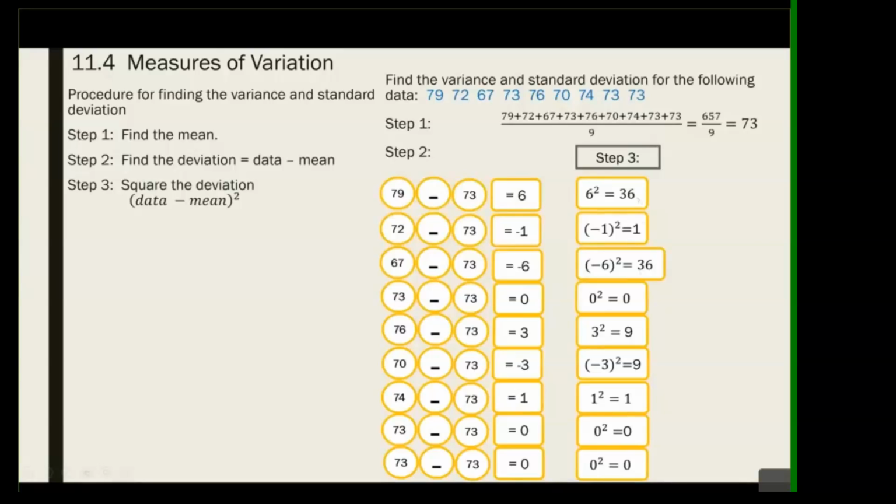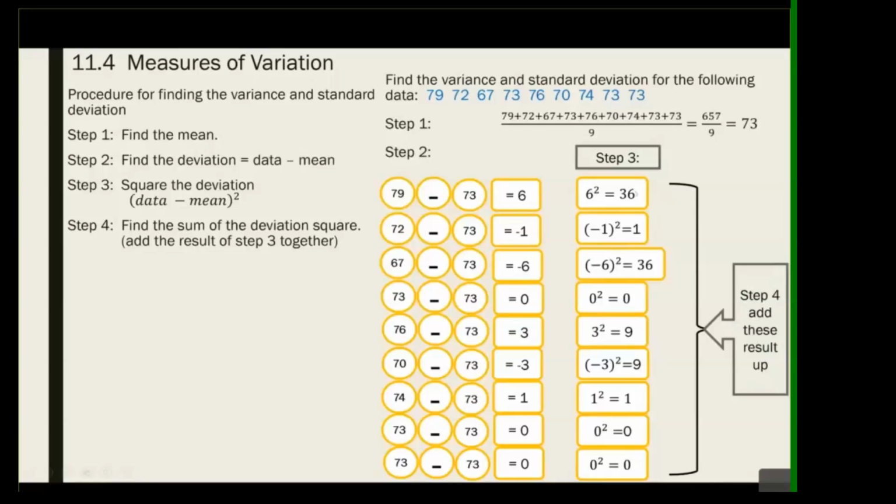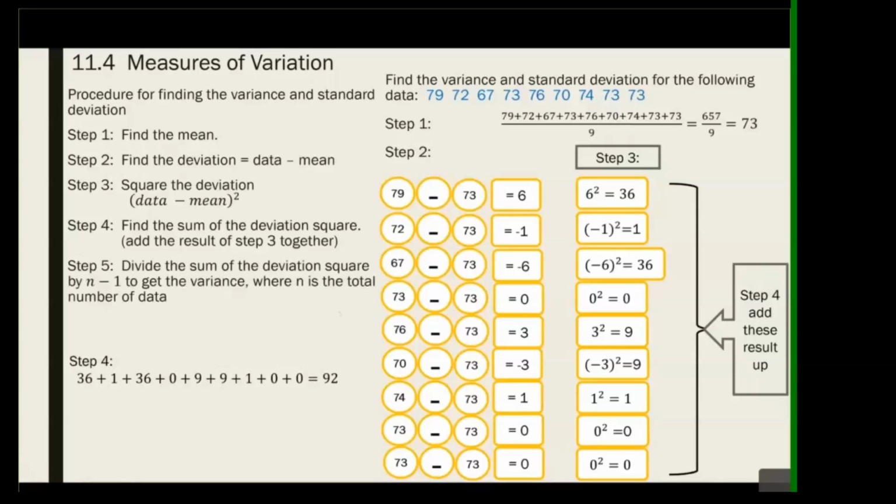We want to get rid of the negative because of step 4. What do we do with step 4? Whatever the results in step 3, I need to add them up. You take 36 plus the 1 plus the 36 plus the 0 plus the 9, and so on, and if you add them up, you have 92.